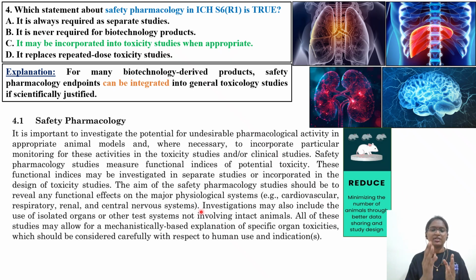Now we'll discuss another question with respect to safety pharmacology. We'll be discussing section 4.1. The question is, which statement about safety pharmacology in ICH S6(R1) is true? In the case of small molecules or conventional molecules, we will be doing FOB, that is the functional observation battery. Safety pharmacology is done to understand three organ systems, that is CVS, CNS, as well as the respiratory system. The right answer is that it may be incorporated into the toxicity studies when appropriate.